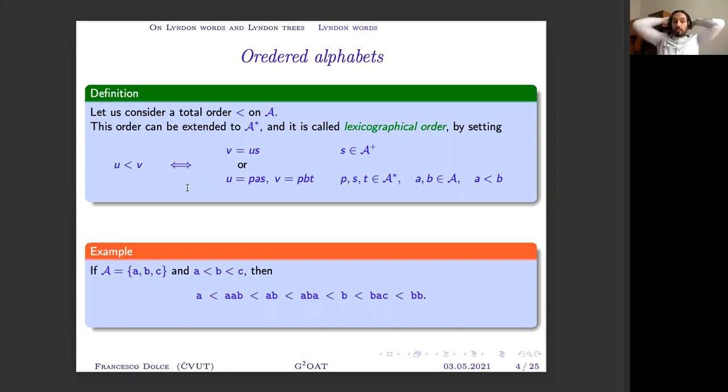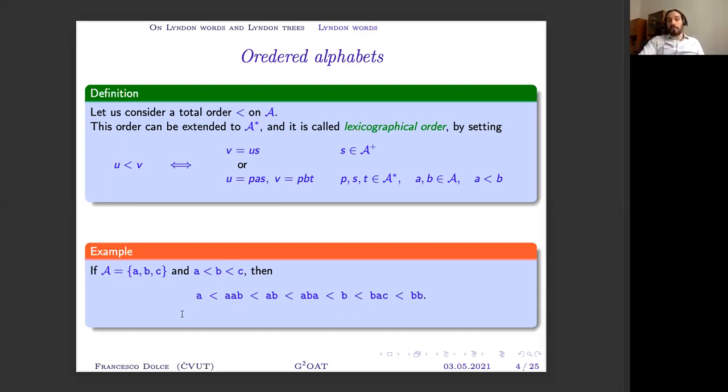So we say that a word U is smaller than V, or comes before V, if either U is a prefix of V, so V can be written as U followed by something else, or if U and V have a maybe empty common prefix, and then at the first mismatch we have two letters, A for U and B for V, such that A is smaller than B. I mean, exactly the order that you find in the vocabulary. So here is the basic example that I don't think I need to explain.